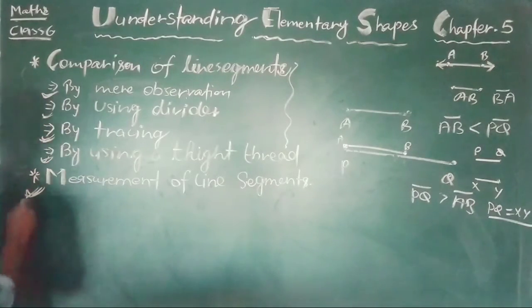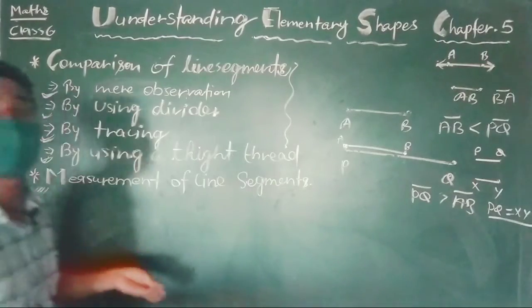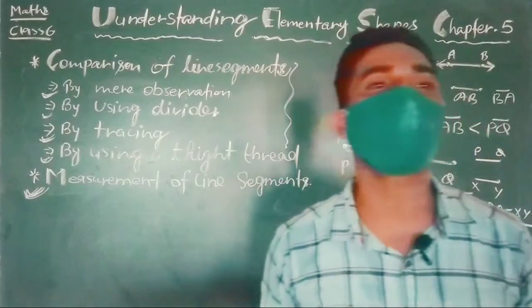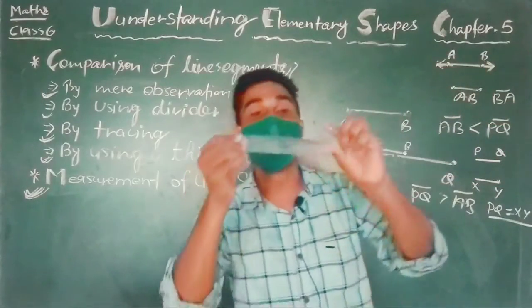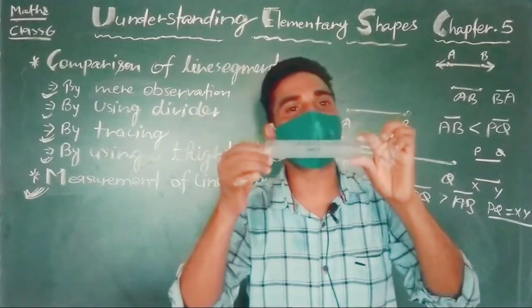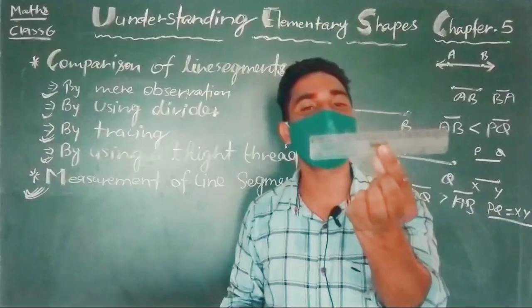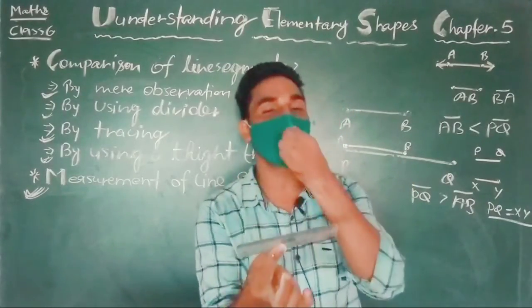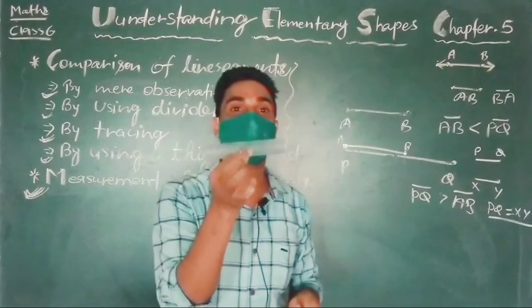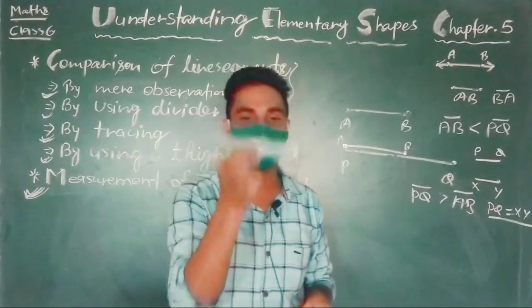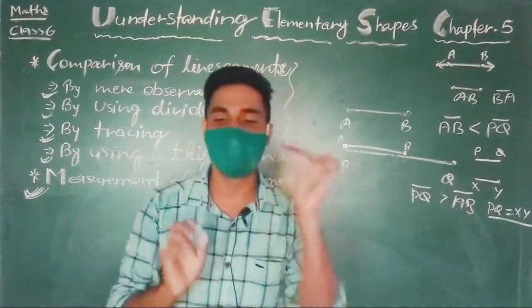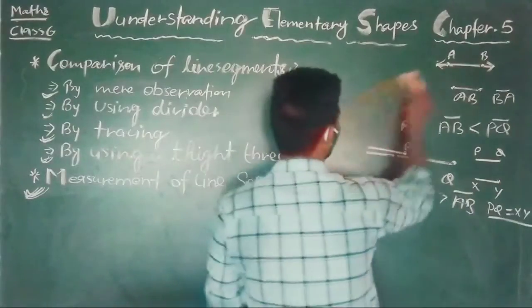Now come to the important point, that is measurement of line segments. How to measure line segments? You must have in your geometry box one tool named a ruler, or scale, or in Hindi you can say fitri. So this is a ruler. This is the tool given inside your geometry box to accurately measure line segments. I will give a brief description about this ruler. You should see it.